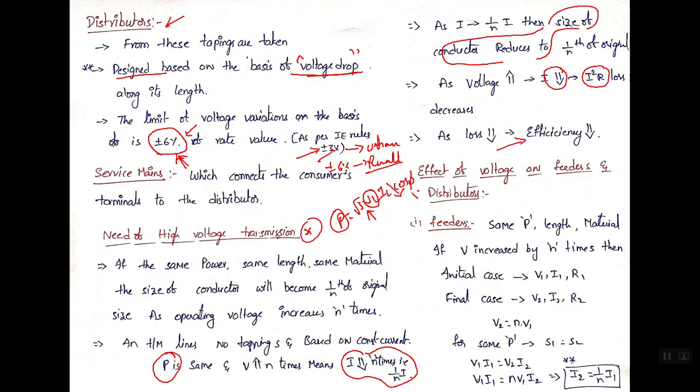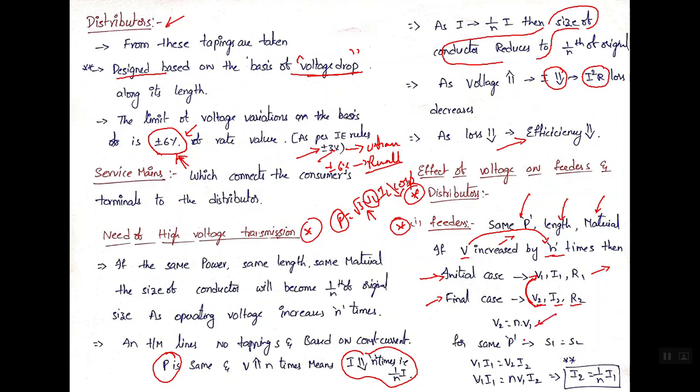Another important one is the effect of voltage on feeders and distributors. How does voltage affect feeders and distributors? Let us take the feeders. For the same power, same length, same material, if the voltage is increased by n times, we can take the initial case V1, I1 and R1, and the final case values V2, I2, R2. Voltage is increased by n times, so V2 is equal to n into V1.